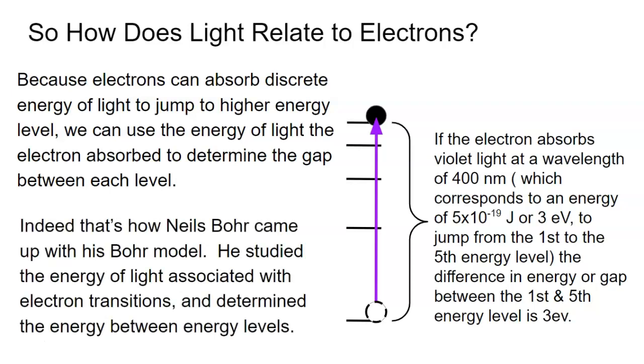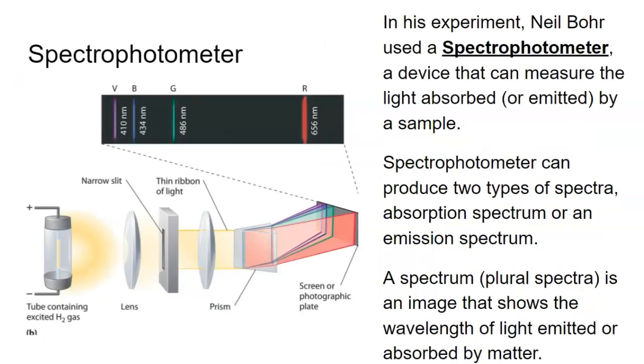In fact, that's how Niels Bohr came up with the Bohr model. He studied the energy of light associated with electron transitions and determined the energy between energy levels. So in his experiment, Niels Bohr used a spectrophotometer, a device that measures the light absorbed or emitted by a sample. A spectrophotometer can produce 2 types of spectra, an absorption spectrum or an emission spectrum. Spectrum, or plural spectra, is an image that shows the wavelength of light emitted or absorbed by matter.